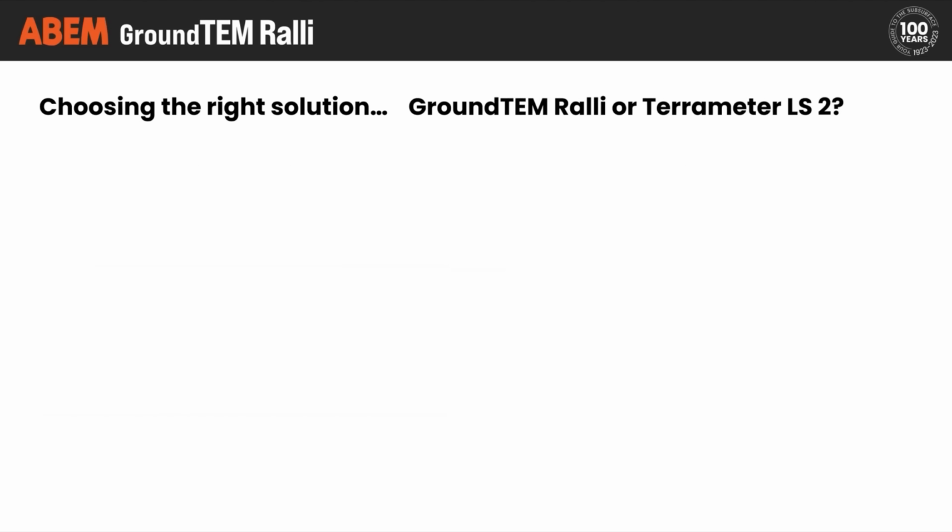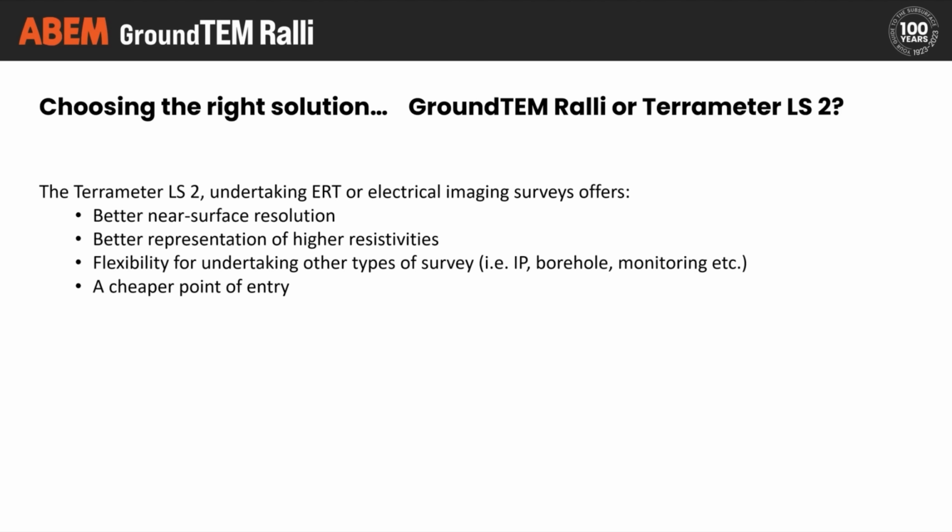Final one is a comparison between a mobile TEM system and the Terrameter LS2. This is an obvious question to make because all of a sudden we're producing a 2D resistivity profile that looks an awful lot like we would get out of our ERT system, but we've done it by driving across a landscape rather than laying out a number of electrodes and then running through all of those different combinations.